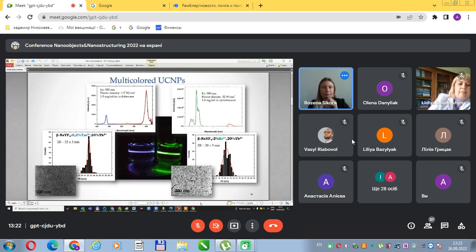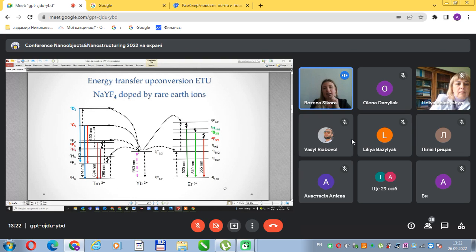The energy transfer upconversion mechanism is shown here on the slides. We have multiphoton absorption by ytterbium ions, and then energy is transferred to the thulium ions for the blue, red, and infrared light, or transferred to the erbium ions, and we can obtain the visible green and red light.